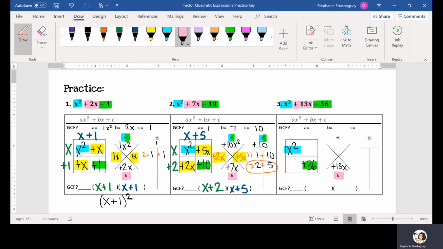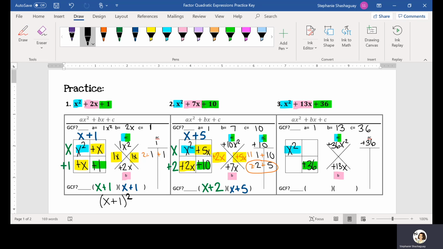And then I need to multiply my A times my C term together, which in this case is pretty easy because my A term is 1. My A term is 1, B is 13, C is 36. So my A times C is going to be 36x squared, and it's positive. So I need to find all of the factors of a positive 36 that are going to add up to give me 13.